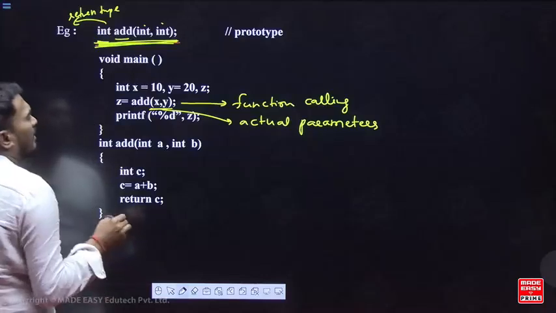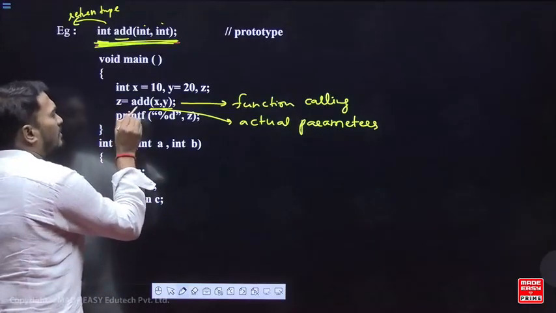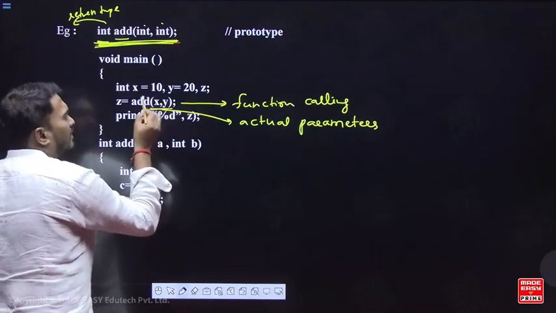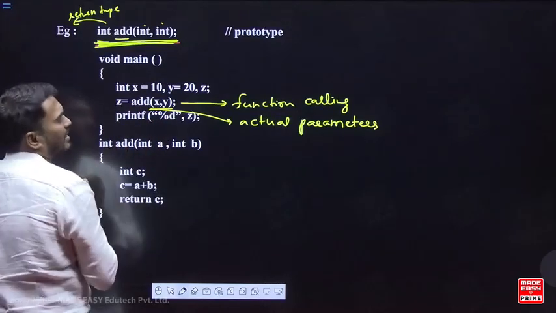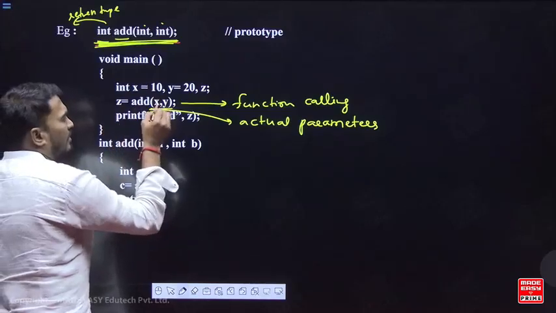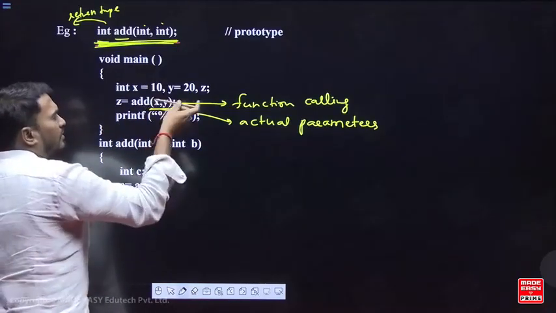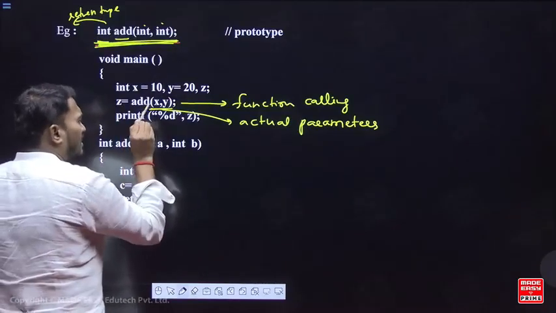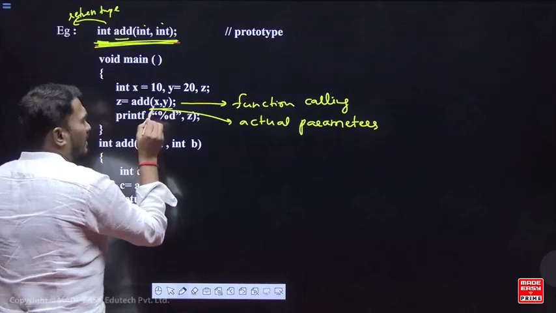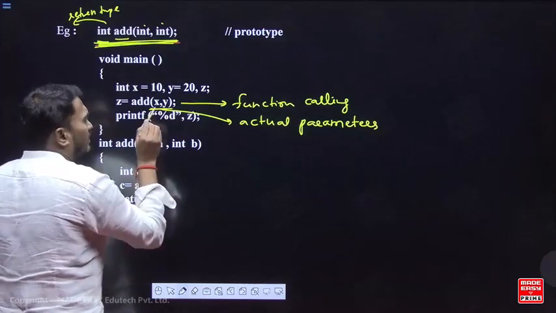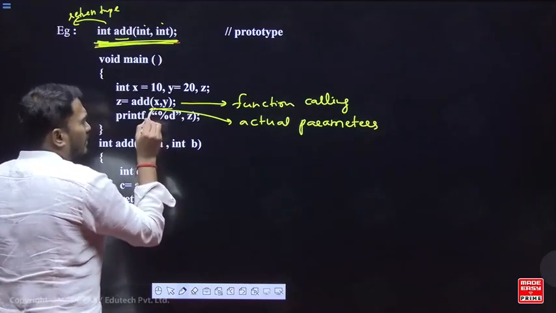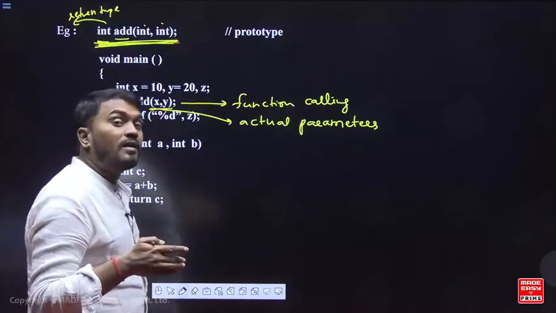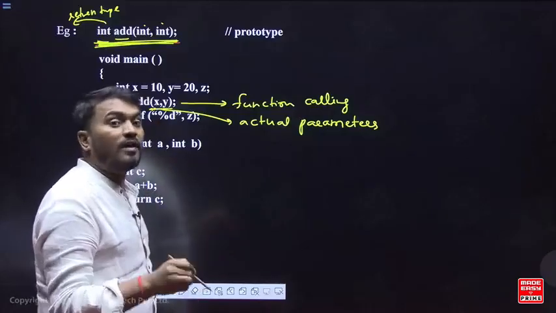Actual parameters. Now tell me, when you are writing z equal to add x comma y, what is the meaning of this? Whatever the value returned by this add function will be assigned to what? Variable z. When you are passing x comma y, x is going and y is going. x को pass कर रहा है, y को pass कर रहा है. So x value is going and y value is going.